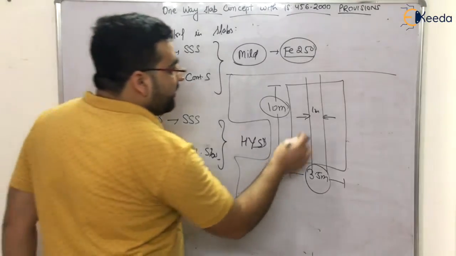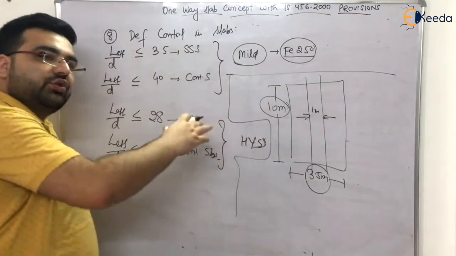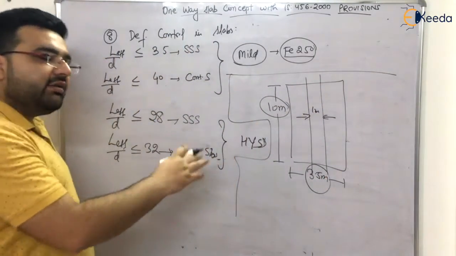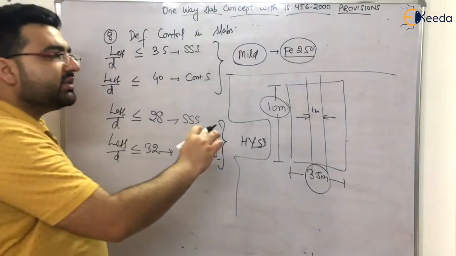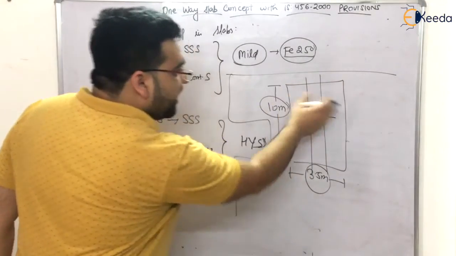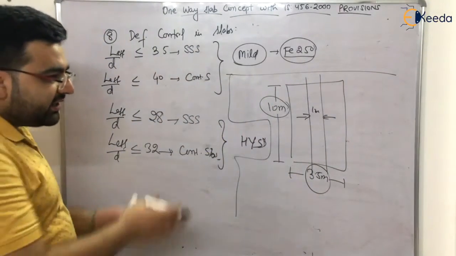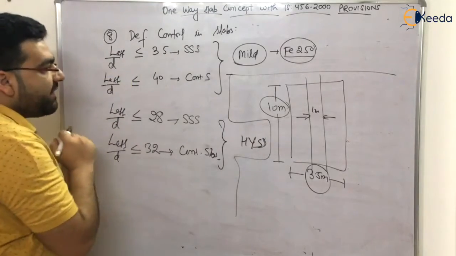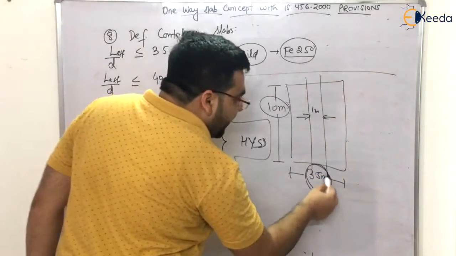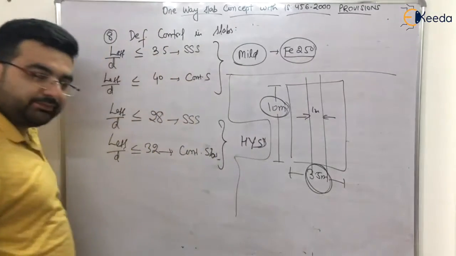I have already told you that we take a strip of 1 meter or 1 unit, and then we design the whole beam for this strip. Then we multiply this strip with the width to get the parameters for the whole slab. So the L effective is basically your 3.5 meters, not 10 meters.